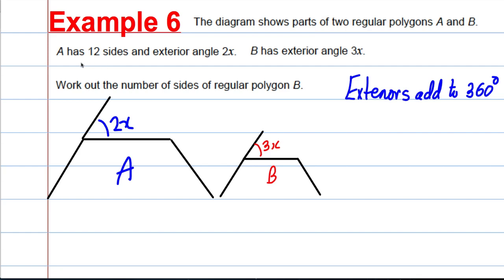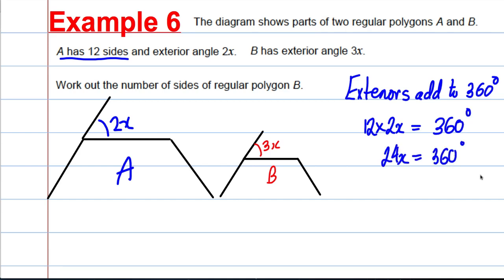Okay, and in this case, with A, we've got 12 sides, so 12 exteriors, and each of them are 2x. So 12 lots of 2x must add up to 360 degrees. That's 24x is equal to 360 degrees. Divide by 24. 360 divided by 24 is 15. X is equal to 15, therefore.